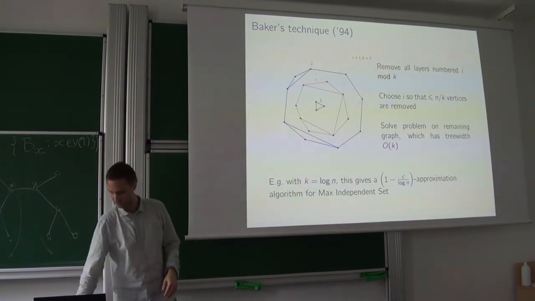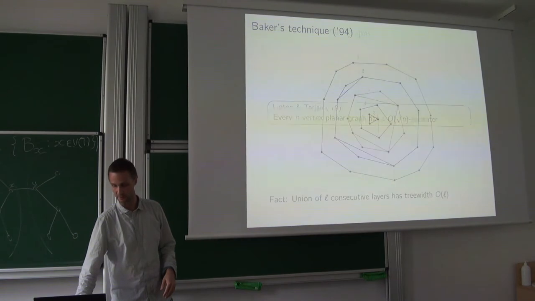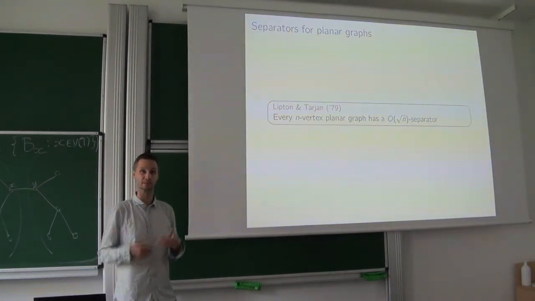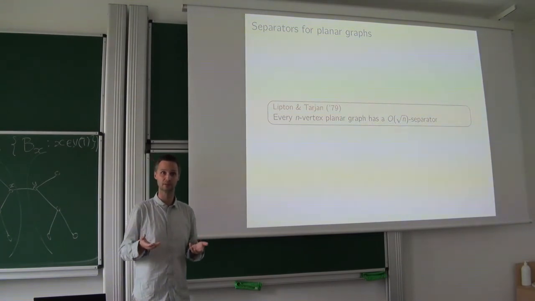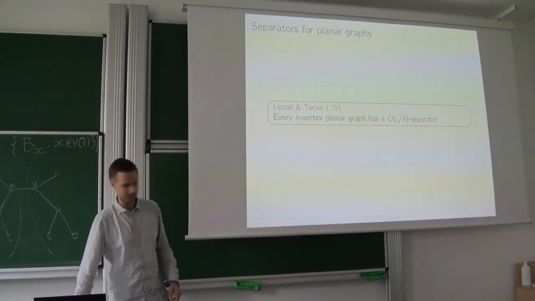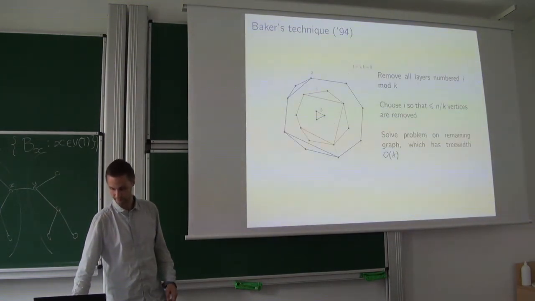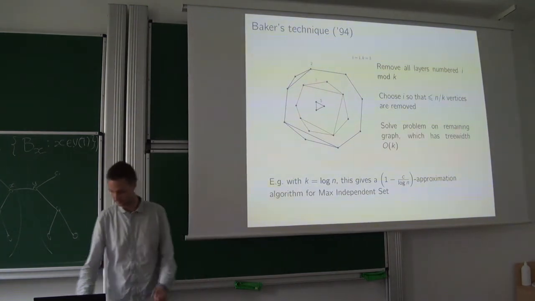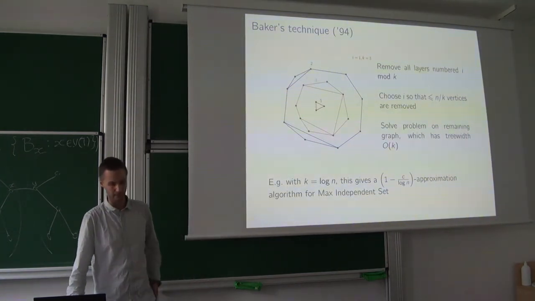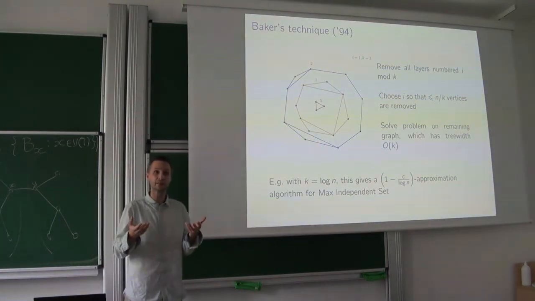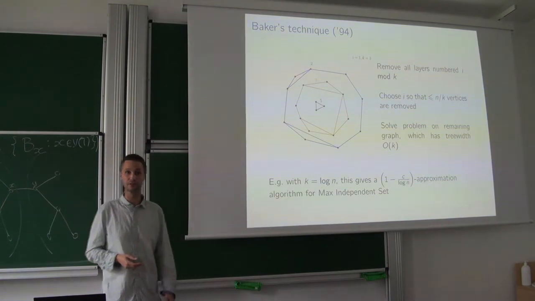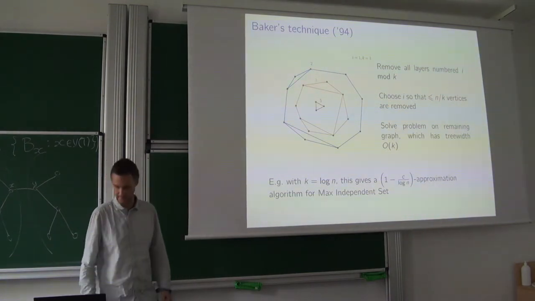Right, so this is a completely standard application of Baker's technique, but it's an example of something that is not at all obvious how to achieve with separators. With separators, you can get an approximation algorithm for maximum independent set in planar graphs, which is NP-hard, by the way, to compute, but you don't get such a good approximation algorithm. Anyways, so that's Baker's technique, one of these basic techniques about planar graphs. And Baker's layerings will reappear in this lecture a couple of times, so that's why I wanted to emphasize it a bit.